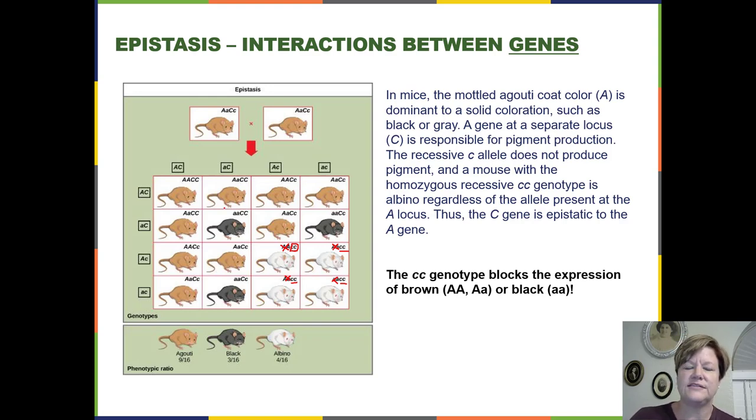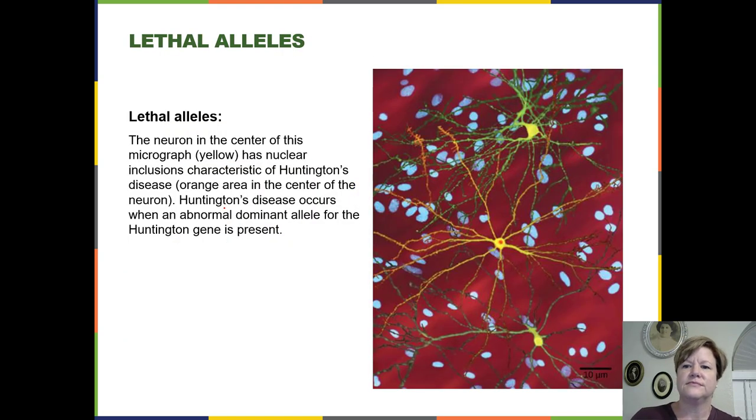So that's called epistasis. Epistasis is where one genotype blocks another genotype. It's not one allele and another allele, where one allele is dominant over the other allele. It's where one genotype is sort of dominant or blocks another genotype. Interesting, isn't it? Lethal alleles are exactly what they sound like.